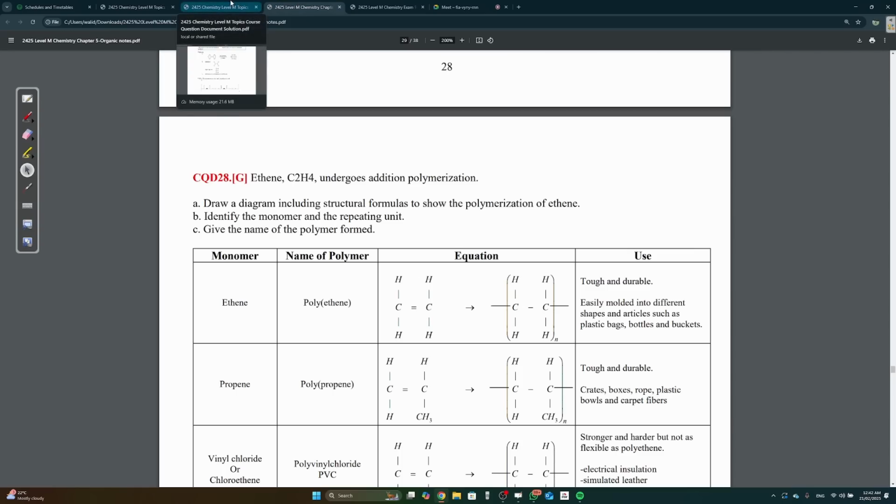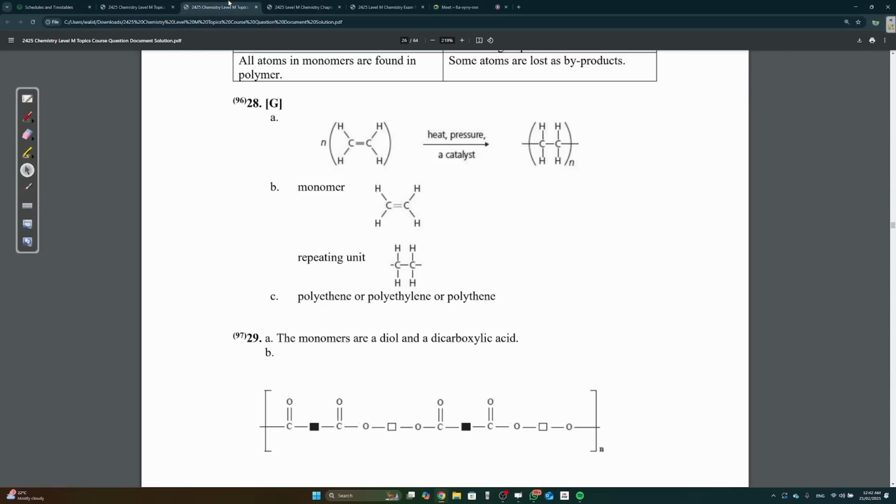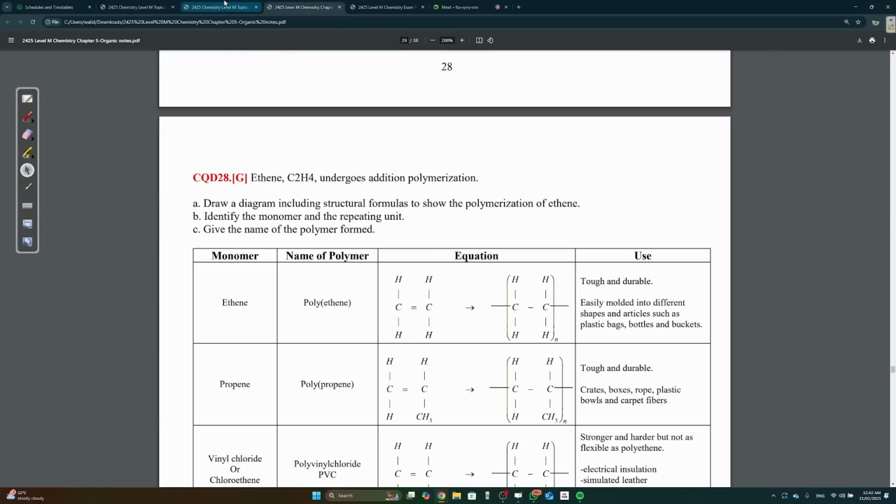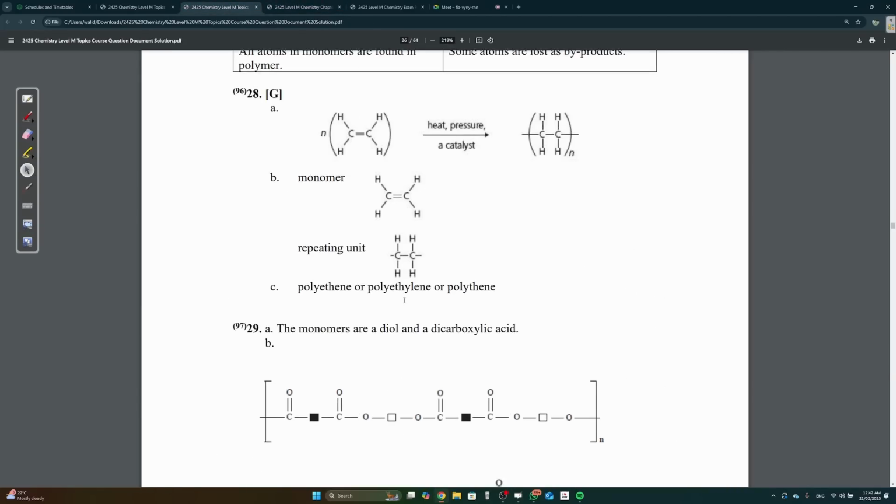Identify the monomer in the repeating unit. This is very important. You see this question a lot. What's the monomer in the repeating unit? The monomer in this case is going to be this, C2H4. Monomer is what you started with. Repeating unit is what you're ending with, this thing here. And what's the name of the polymer? Obviously polyethylene.